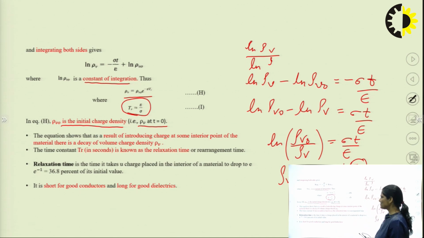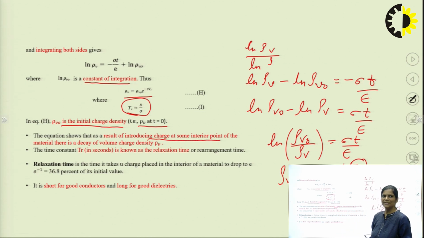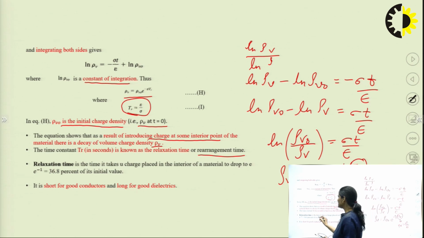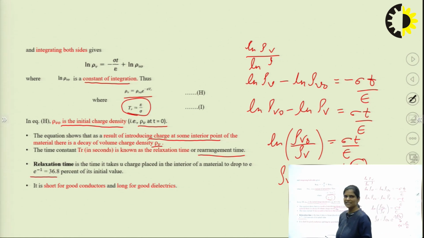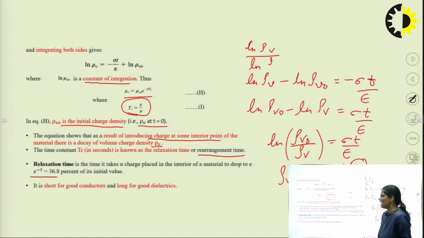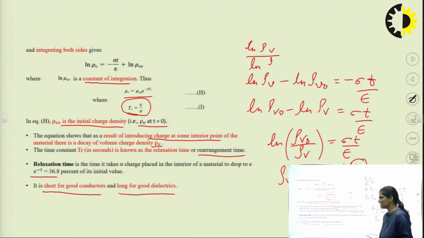Now this is the equation as we are introducing charge at some interior point of the material, or you can say there is a decay of volume charge density rho_v. T_r is the relaxation time, in seconds, or you can say the rearrangement time. Relaxation time is the time it takes for charge placed in the interior of the material to drop to 1 upon e, which is 36.8% of its initial value. Relaxation time is short for good conductors and long for good dielectrics.